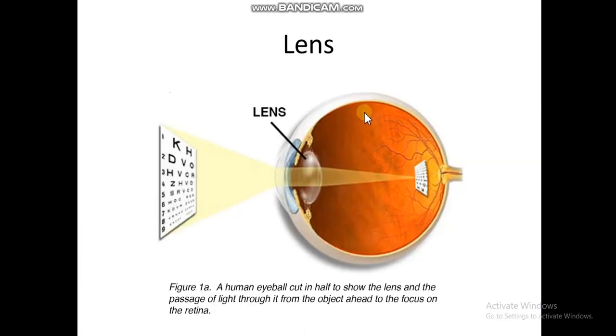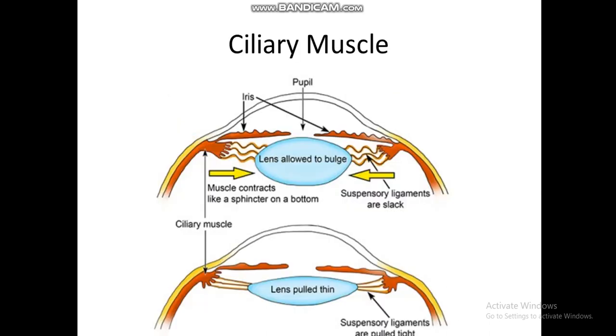Then we have our lens. The lens is a convex lens, through which light is refracted and images are formed on the retina. Here a picture is there. Light reflects from this picture, and it will ultimately refract through the lens, and the image will be formed on the retina. The main function of the lens is to refract the light rays and converge them at one point to form the image.